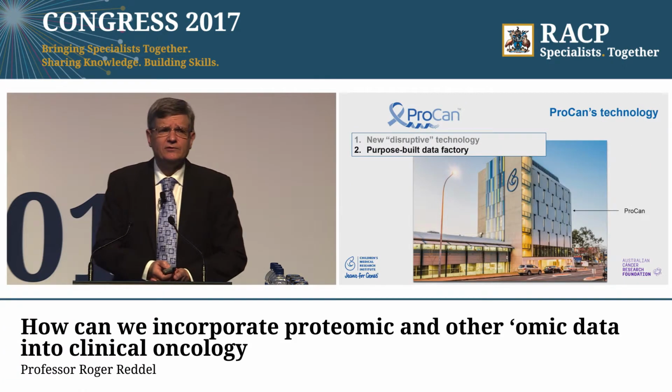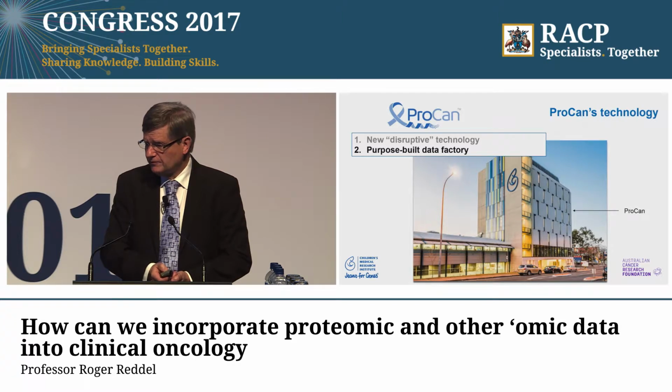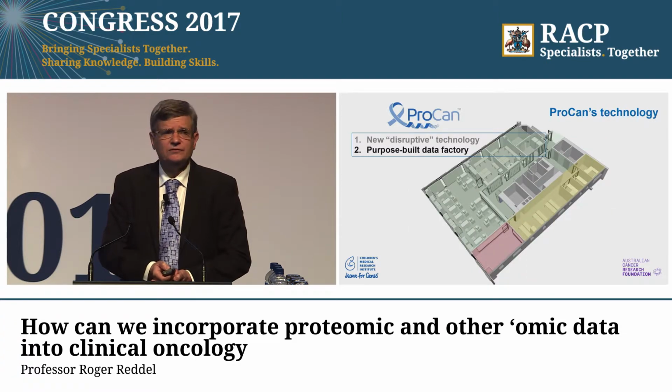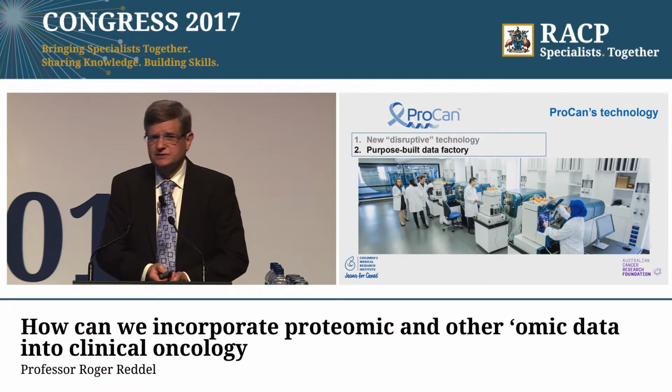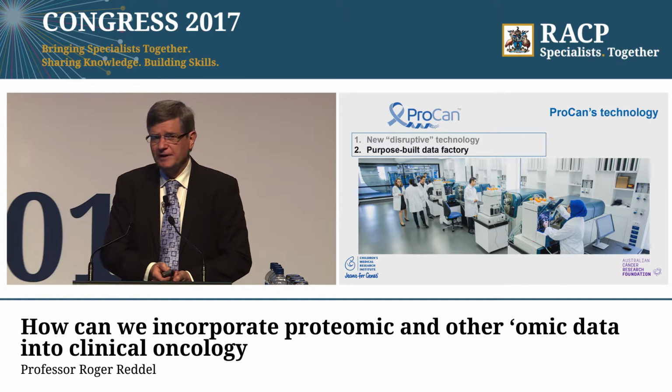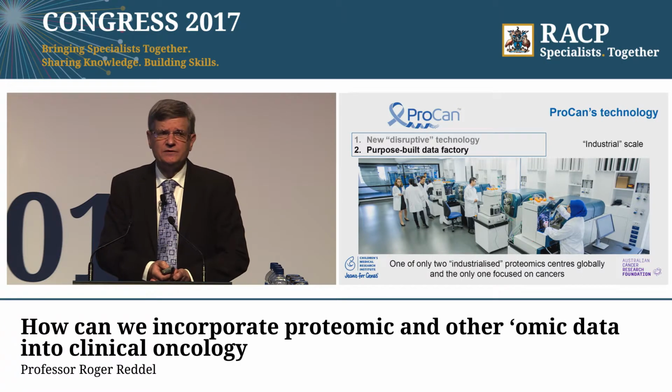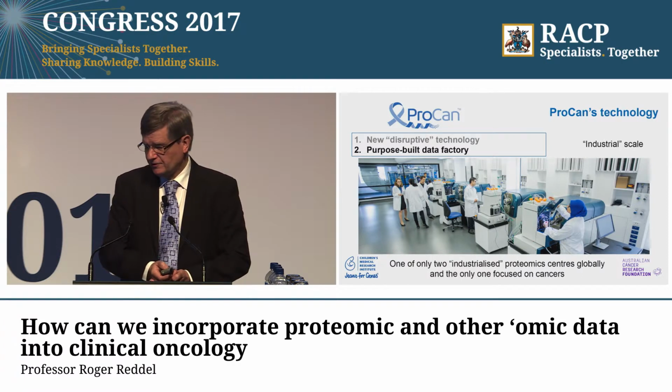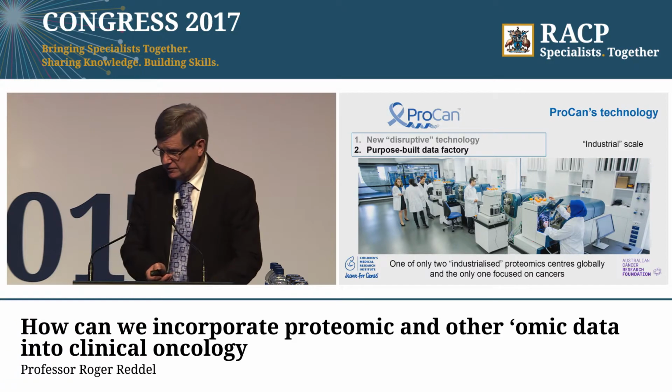We've built what we call a data factory to produce this, so it's the 5th floor of our building here. The whole floor has been modelled so that it supports the workflow, and the key part of the factory is here, which is the mass spectrometry suite, and so far we have 6 very highly matched sets of equipment, all of which can produce the same quality data. So this is doing proteomics on an industrial scale, and it's one of only 2 industrialised proteomics centres globally, and it's the only one focused on cancers.